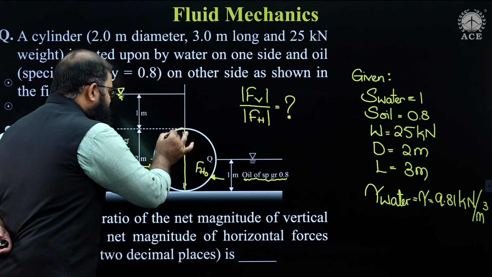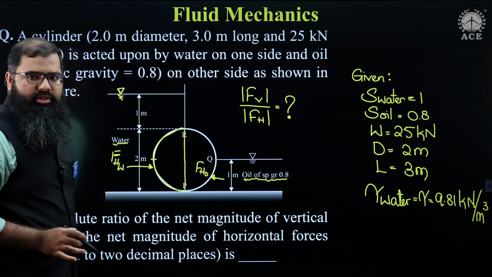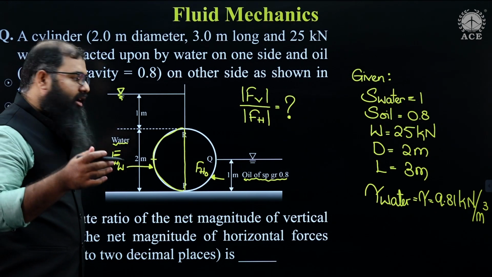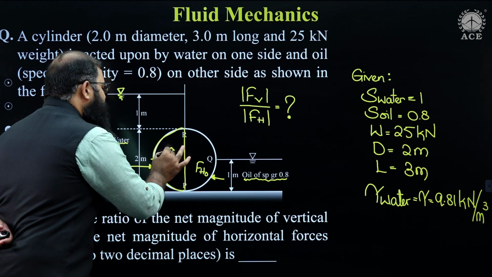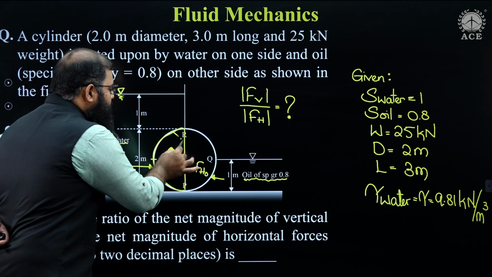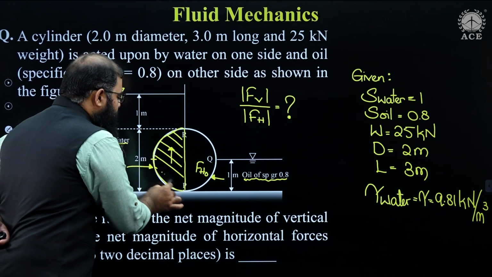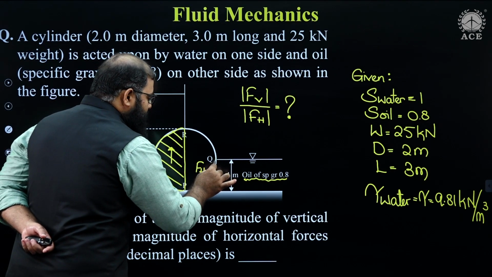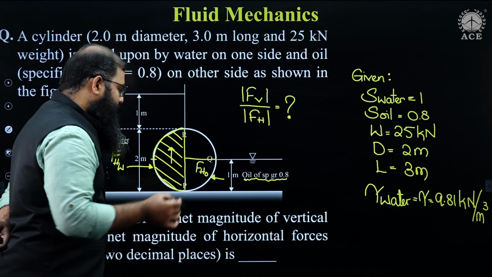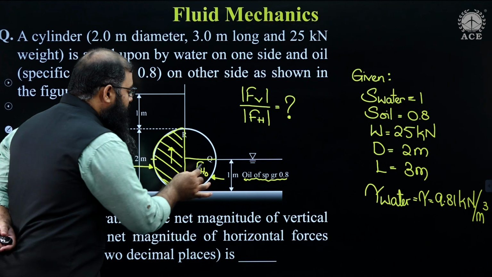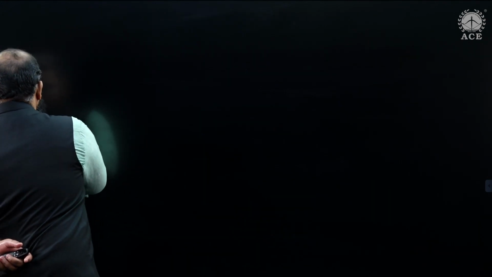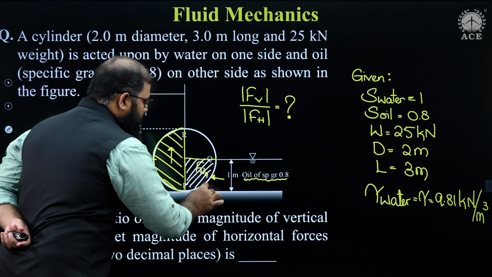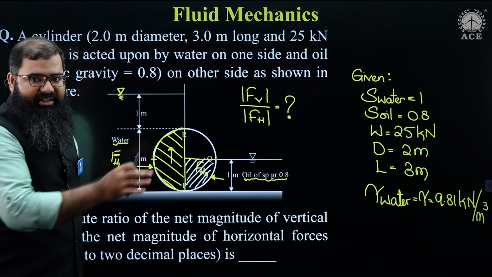I know that this entire portion is experiencing downward thrust and upward thrust by the virtue of water pressure. The resultant thrust is going to be upward, corresponding to this much of volume. Next, on the oil side, the vertical thrust is again going to be upward. Corresponding to how much of volume? Corresponding to this much of volume. I hope this volume thing is clear to all of you.